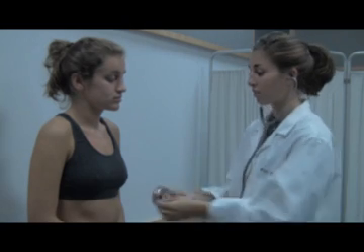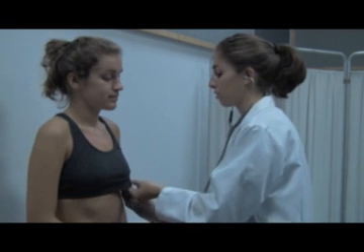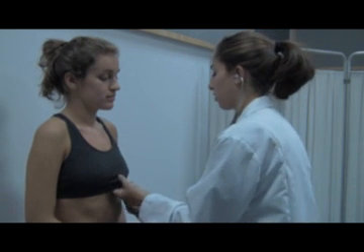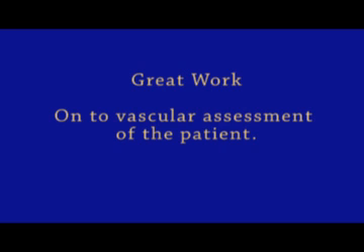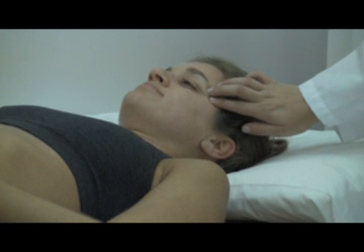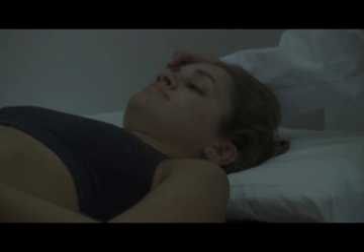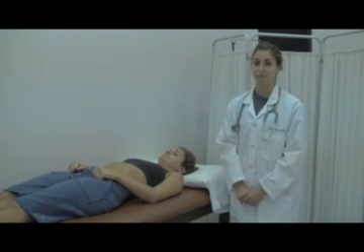Then you turn the bell of your stethoscope on, and you're going to listen for any S3s or S4s over the mitral and tricuspid areas. So, mitral. They're equal and 2 out of 3.